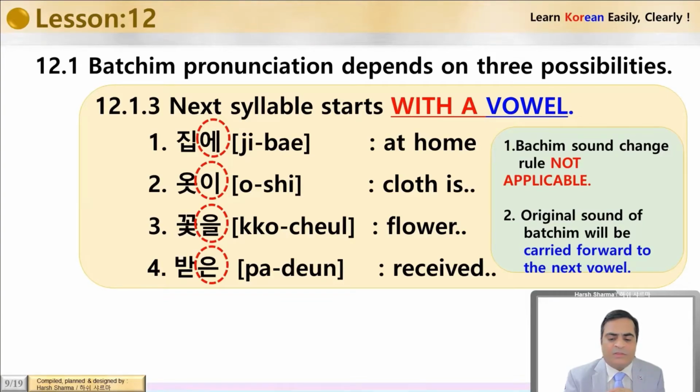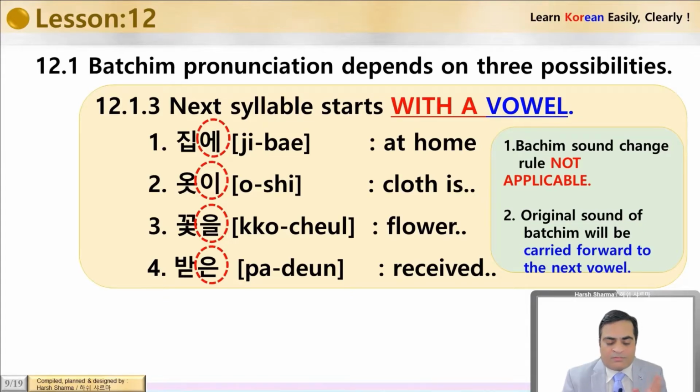In the third possibility, when after the Batchim there is a vowel, any of the 21 vowels can come over there. That rule will not be followed, and what will happen here? The original sound of that consonant will be carried forward to that vowel. There will be no sound change in possibility number three. Please understand it clearly.